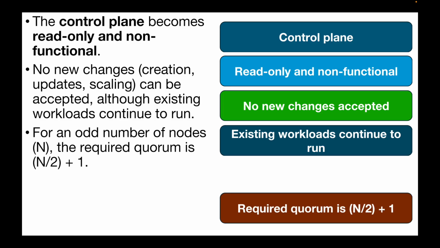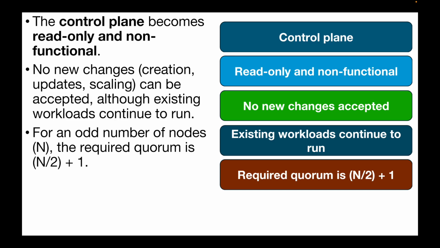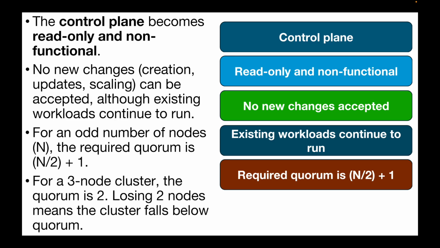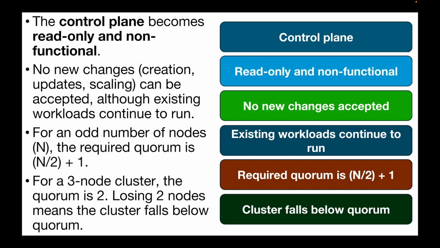For an odd number of nodes, like in this case 3, the required quorum is n/2 plus 1. So basically you need a minimum of 2 control planes to be running. For a 3-node cluster, the quorum is 2. So losing 2 nodes means the cluster falls below the quorum, and that's why the last control plane becomes read-only and non-functional. So we need to ensure that at any point we have 2 control planes running for your cluster to work as expected.